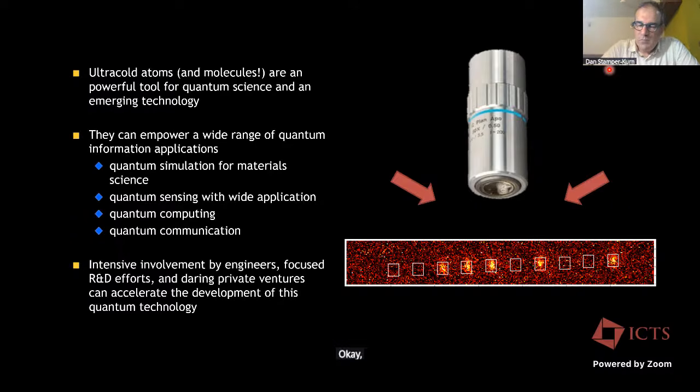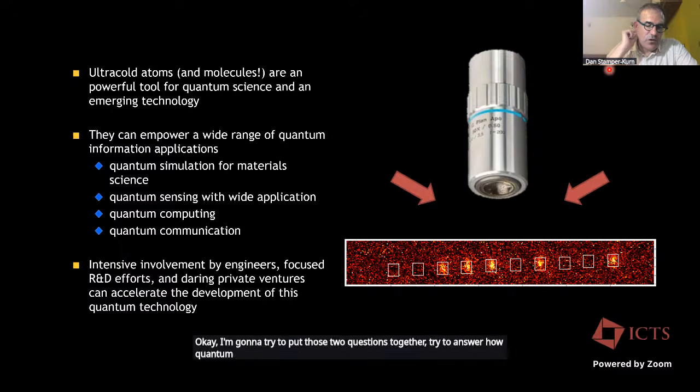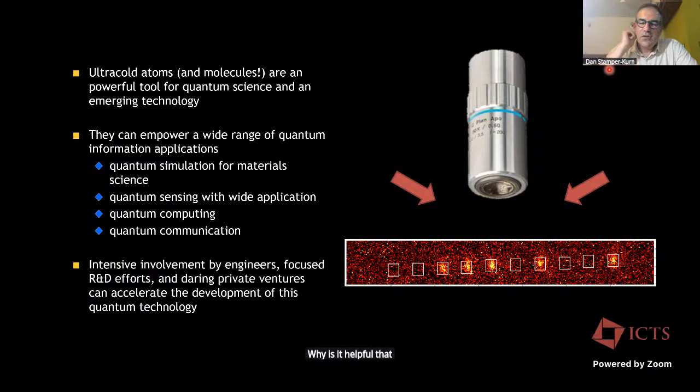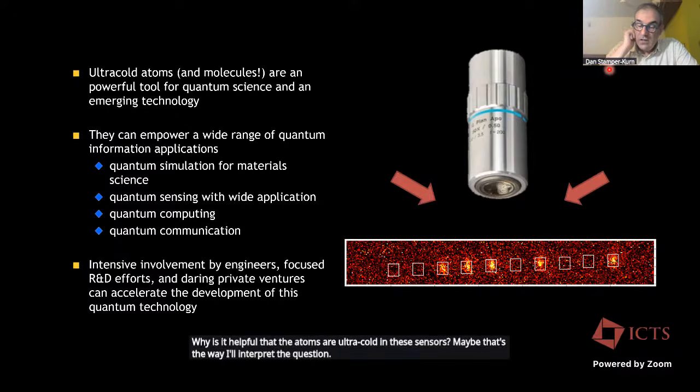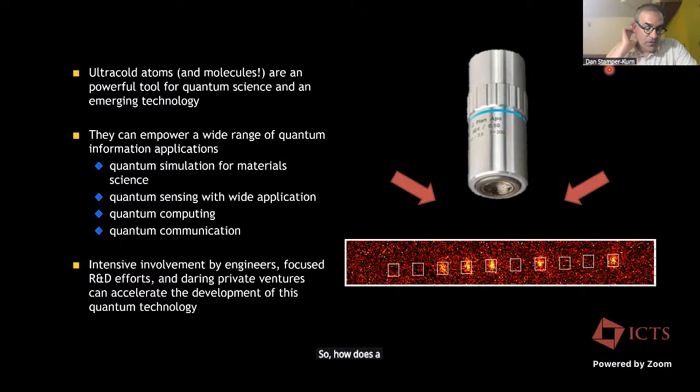Okay, I'm going to try to put those two questions together, try to answer how quantum sensors work, and then maybe try to say, why is it helpful that the atoms are ultra cold in these sensors? Maybe that's the way I'll interpret the question. So how does a quantum sensor work? Boy, that's a really, really big topic.